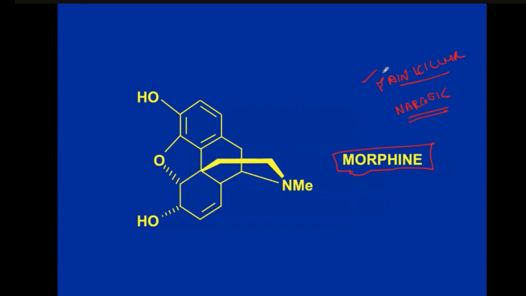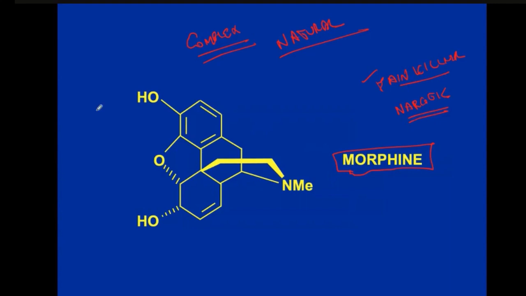If we take this analgesic activity, the pain killing activity of morphine, the structure of morphine, right? We know that this structure is actually a complex structure. An interesting thing is that this molecule is derived from some natural source.